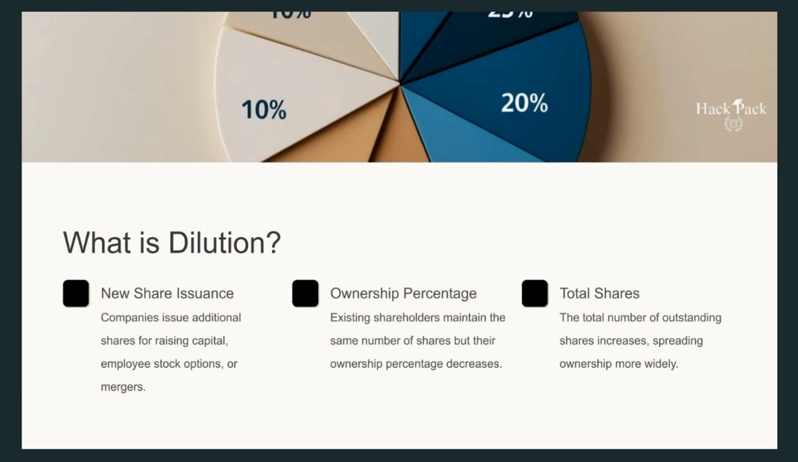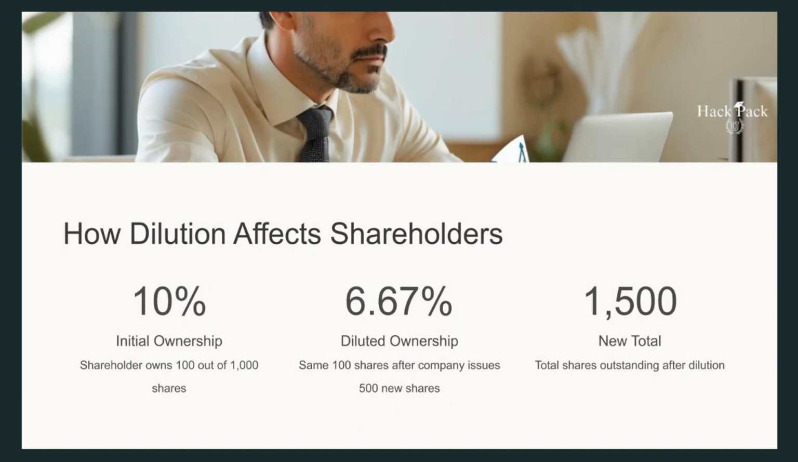Right? So let me just give you an example here. How dilution affects shareholders, or in your case, indirect license holders. The initial ownership, let's say, for example, the shareholder owns 100 out of 1,000 shares, so they own a 10% stake. We'll use these as licenses. What happens in diluted ownership is the same 100 shares after a company issues 500 new shares. So now it's 1,500 outstanding, but your initial investment was diluted down to 6.67%, if that makes sense.